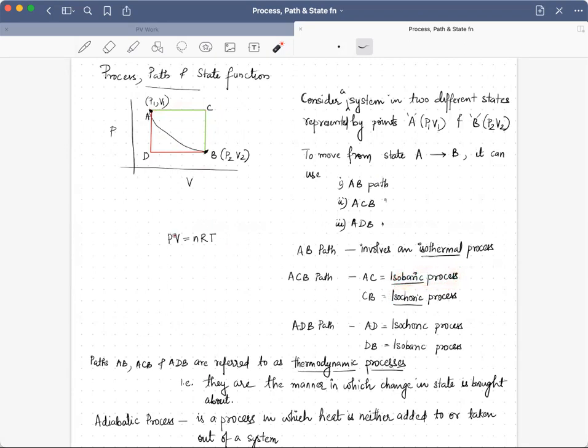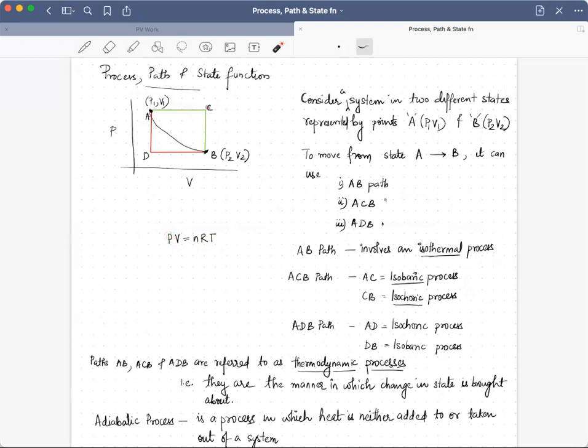Isobaric means here the pressure is remaining constant. We know for a fixed quantity, n is constant, R is a constant, so V is directly proportional to temperature. So when the pressure is constant and volume is increasing from V1 to V2, we know that there is a corresponding increase in temperature as well.